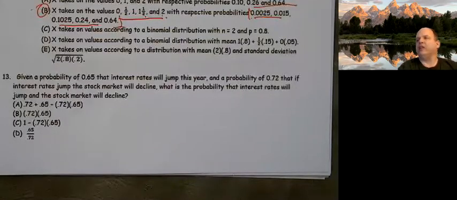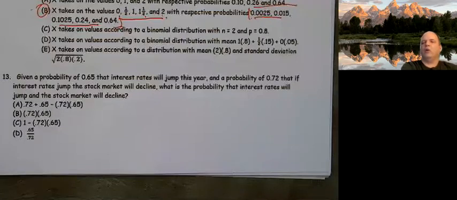This is problem number 13 of the packet. Given a probability of 0.65 that interest rates will jump this year, and a probability of 0.72 that if interest rates jump, the stock market will decline, what's the probability that interest rates will jump and the stock market will decline?